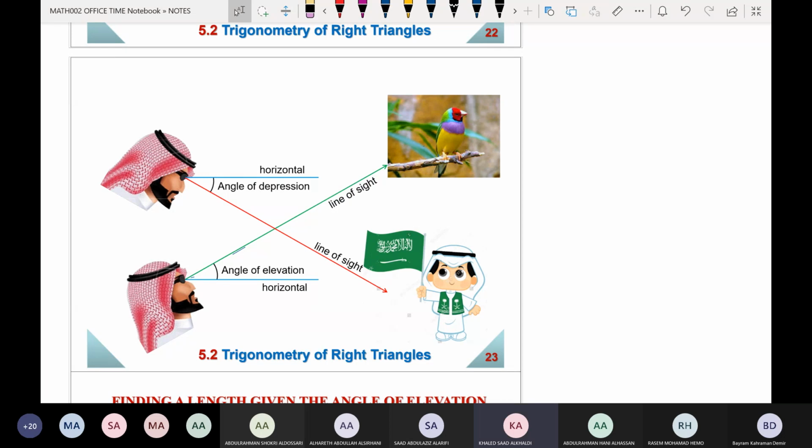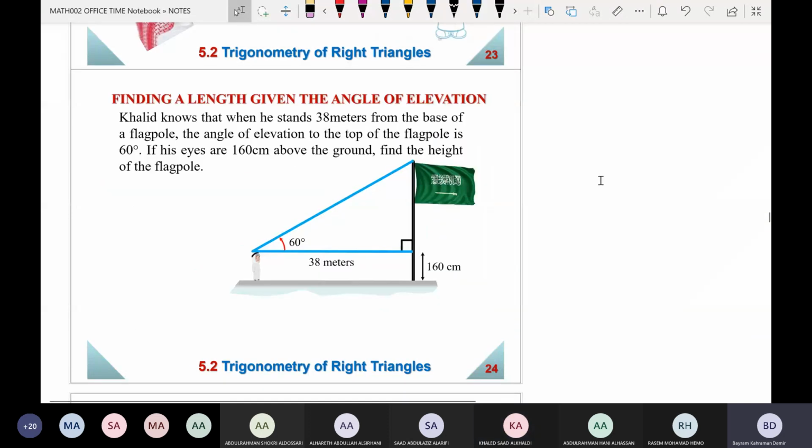Doctor, what does it mean, angle of depression and elevation? Like when we use it in calculation or solving questions, how would it be? Yes, let's go to an example, Shabab. Okay, it looks like we need to see an example to understand. Now read the question.